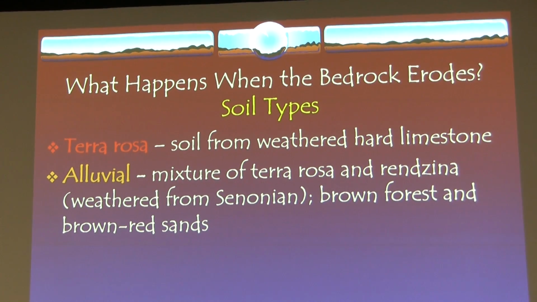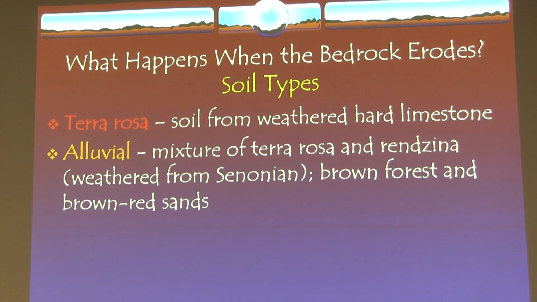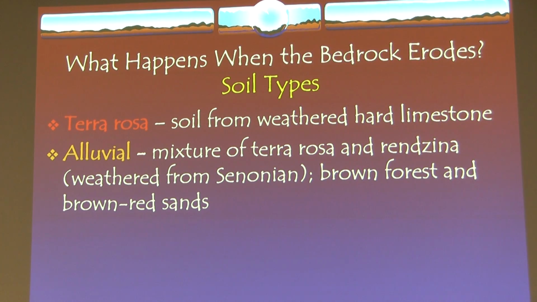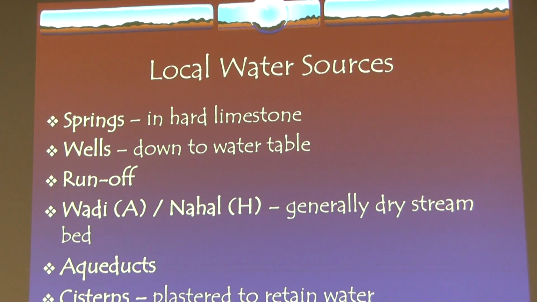We've mentioned alluvial already, and I've given you some names you don't need to worry about. Terra Rosa you do need to. The Redzina, brown forest, and brown red sands, don't worry so much about those, but whenever you have water moving soils around, you're going to get a mixture. Lurs, we've already mentioned, is windblown.